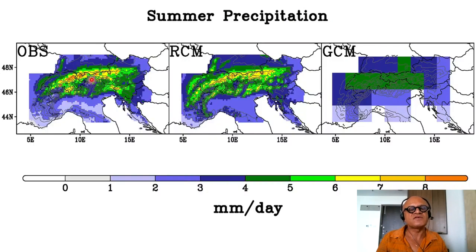So this is the observed rainfall pattern of a particular event. The GCM basically wipes it out, but the regional climate model is able to capture that kind of a frontal system very well. This is the advantage here.